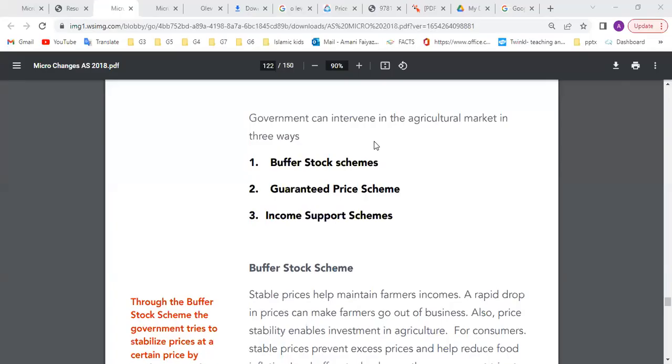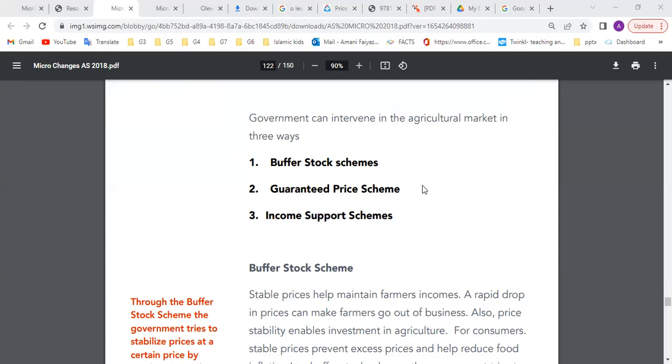Okay. Actually, we could do this. There's a small topic in government intervention. Another small topic that we go over in government intervention is that governments can intervene in the agricultural market in 3 ways. There's a buffer stock scheme, there's guaranteed price, and there's income support. What is a buffer stock scheme?